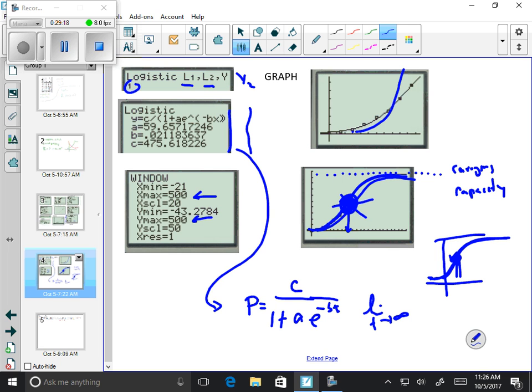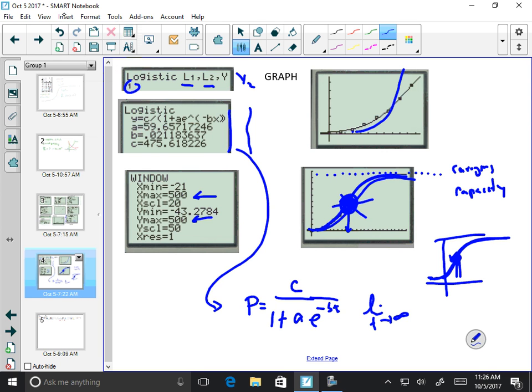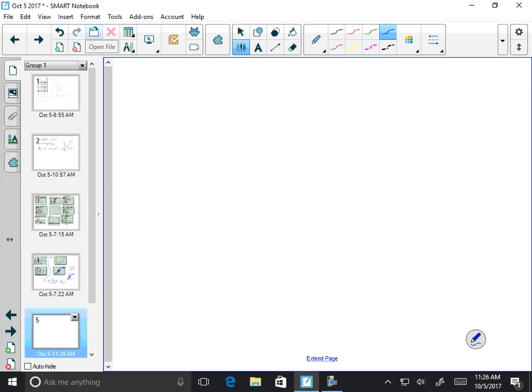But let me write something here. We have this differential equation: dP/dt is P times (A minus B P).